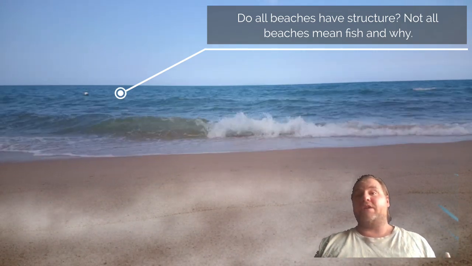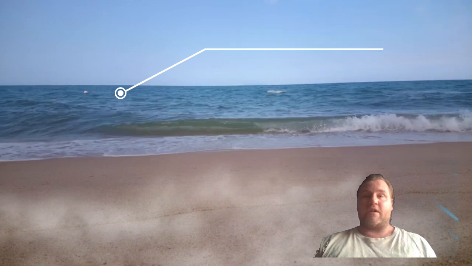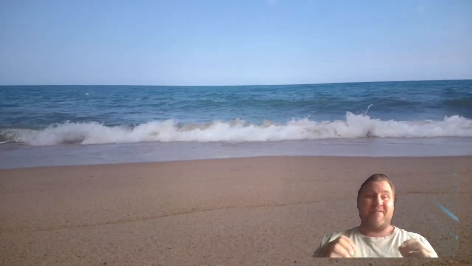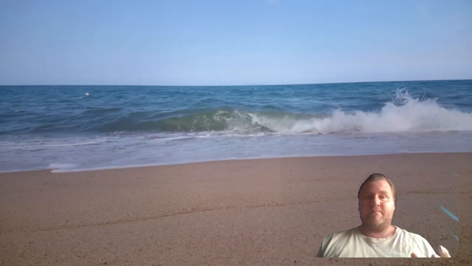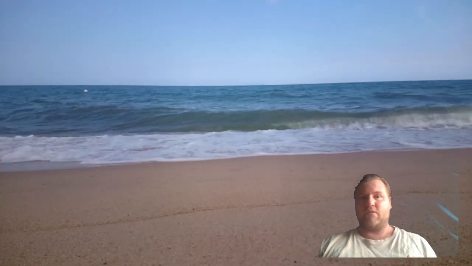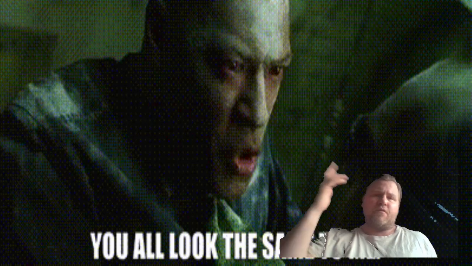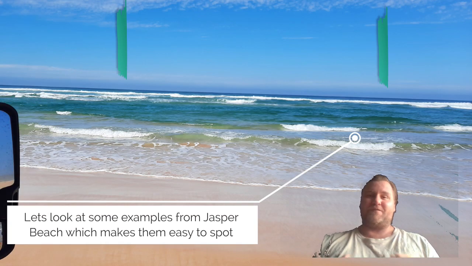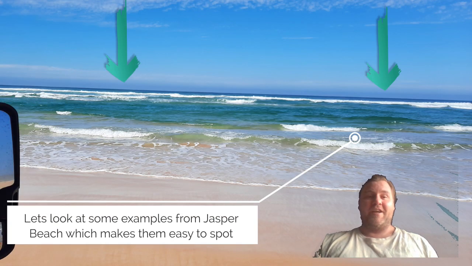So not all beaches have structure. Not all beaches are the same, not created equal. Some have a little bit, not much, some a tiny bit, and so forth. Before I go any further, they can all look the same until you learn to identify stuff. You've got to look really closely to really understand it.